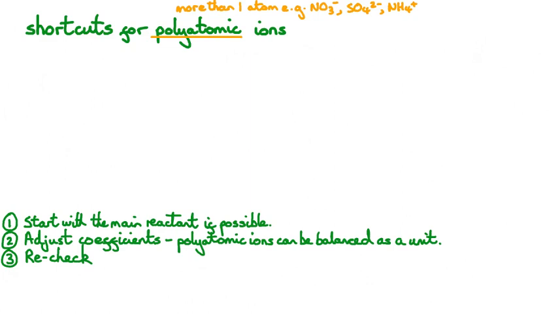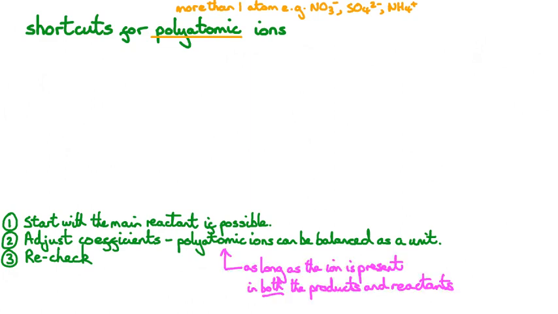We can modify our method for balancing an equation when it involves polyatomic ions. We are able to treat polyatomic ions as a single unit and balance them as such. But note that this only works if the polyatomic ion is present both in the products and the reactants. To understand this more clearly, let's have a go at an example.